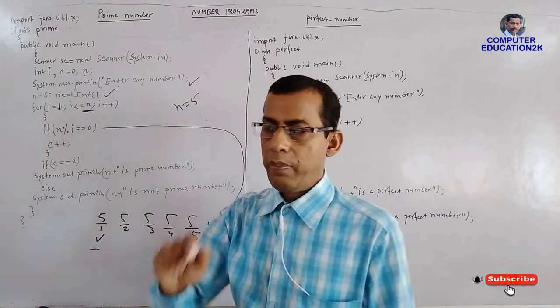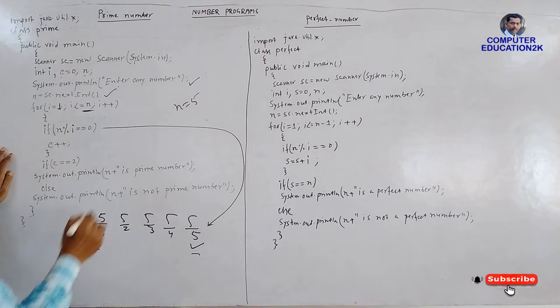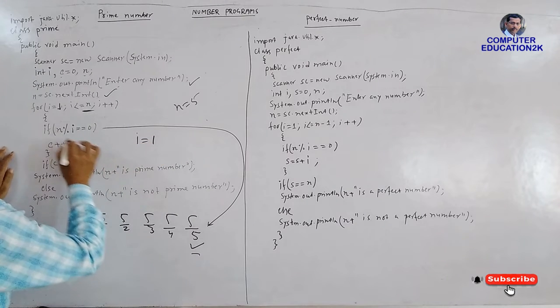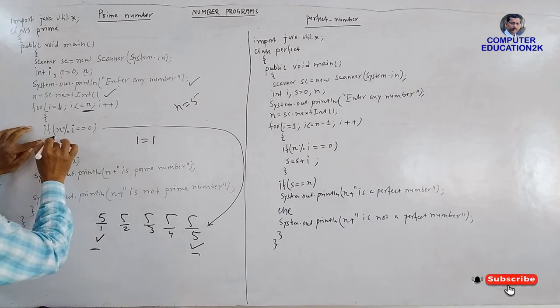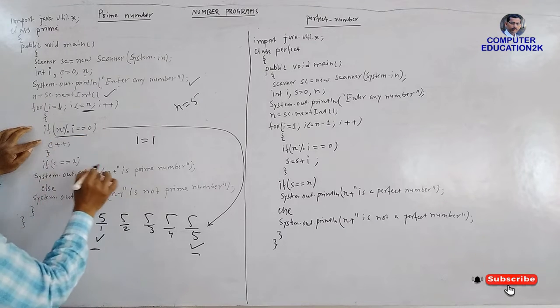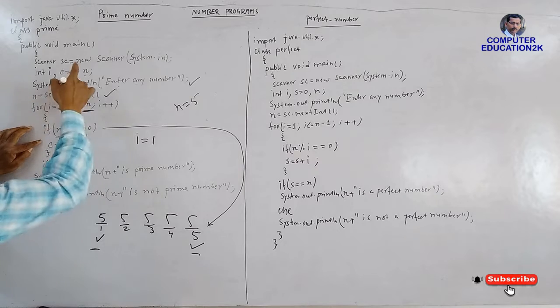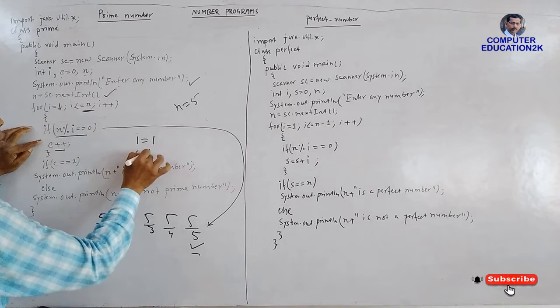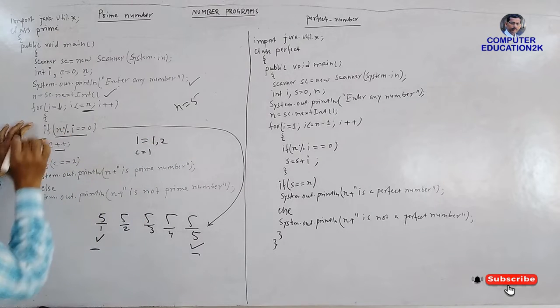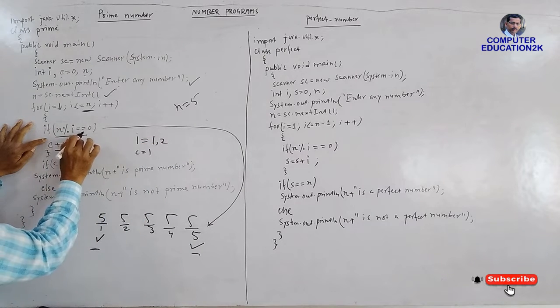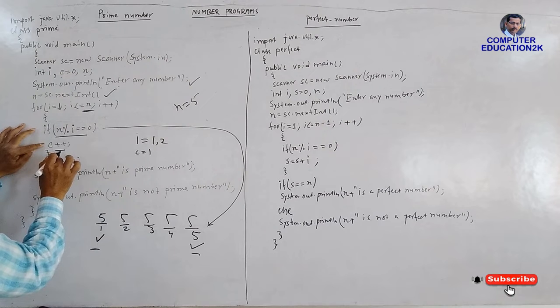So see, the first time, when the value of I is 1, 5 by 1, it is divisible, yes. If the condition is true, C will increase. The first time C will be 0, so C will become 1. Then the I value will be 2, so 5 by 2, is it divisible? No, not divisible, the condition is false, the C value will not increase.